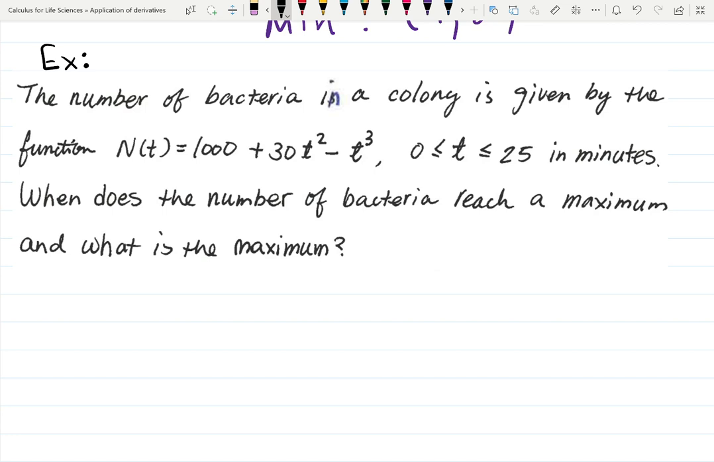The number of bacteria in a colony is given by the function N of t, number of bacteria, so capital N. 1,000 is the initial value. So we start with 1,000 bacteria plus 30t squared minus t cubed, and t is time. At time 0 we had 1,000. At time 1 we had 1,000 plus 30 minus 1, and so on. Let's say we timed for 25 minutes, from 0 to 25. When does the number of bacteria reach maximum, and what is that maximum?